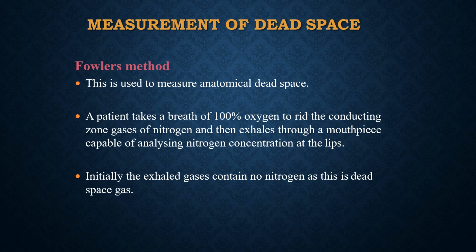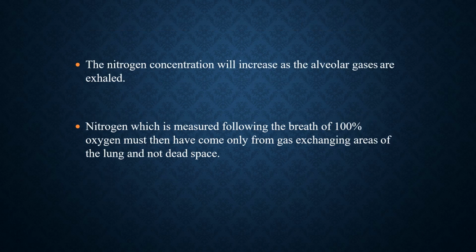The patient takes a breath of 100% oxygen to rid the conducting zone gases of nitrogen and then exhales through a mouthpiece capable of analyzing nitrogen concentration at the lips. So initially the exhaled gases contain no nitrogen as this is a dead space gas. The nitrogen concentration will increase as the alveolar gases are exhaled. So nitrogen which is measured following the breath of 100% oxygen must then have come only from the gas exchanging areas of the lung and not dead space. So this is how we'll be calculating the anatomical dead space using Fowler's method.